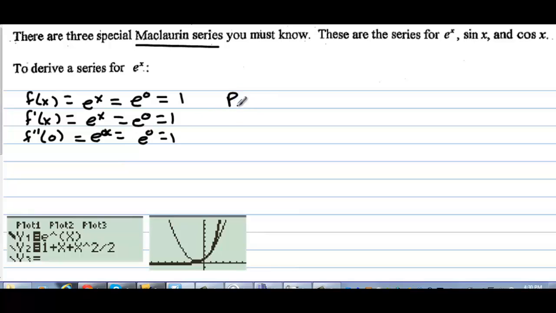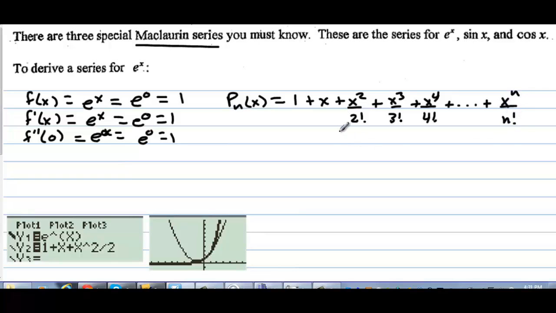They're all 1s. So the polynomial of nth degree, this is a Maclaurin polynomial, is equal to 1 plus x plus x squared over 2 factorial plus x to the third over 3 factorial plus x to the fourth over 4 factorial plus, keep on doing that forever, and you know all the coefficients are going to be 1. So the nth term is x to the n over n factorial, and then the series is n equals 0 to infinity of x to the n over n factorial. That's the Maclaurin series for e to the x.